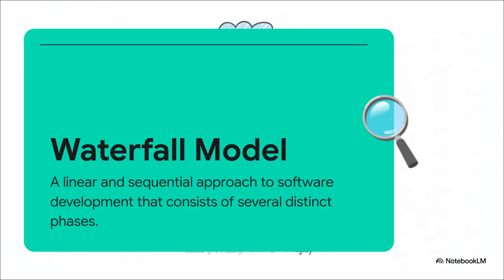The name waterfall is actually perfect. I want you to picture water flowing down a cliff. It only goes one way, right? Down. That is the absolute core idea here. It's the super strict, step-by-step process where you have to completely finish one phase before you're even allowed to start the next. There's no swimming back upstream.